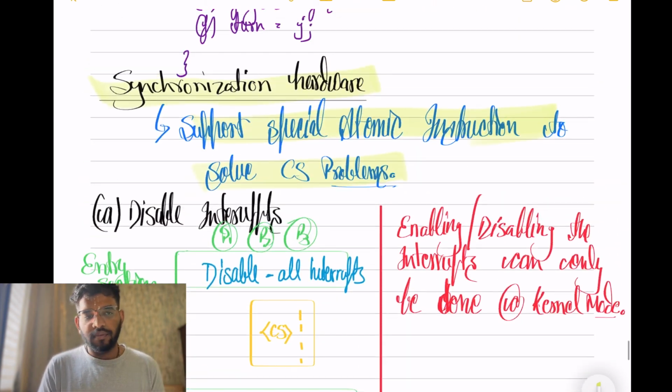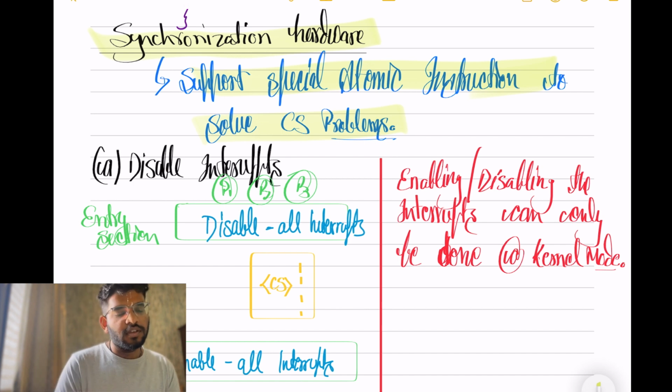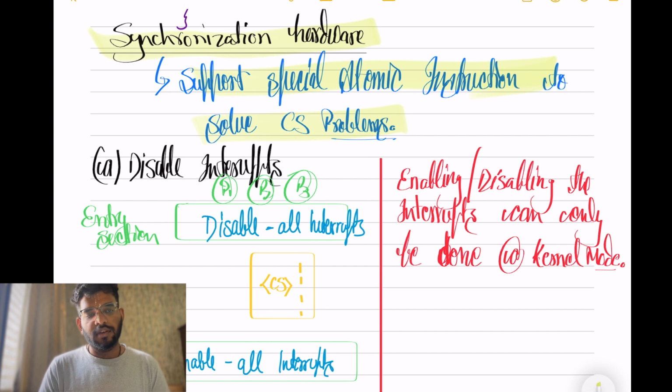So with synchronization hardware, the basic need of a synchronization solution is to avoid interrupts. If two processes are accessing a shared resource and one gets preempted in between, then the final output will depend upon the order of execution, or you can say inconsistency in data will be there.